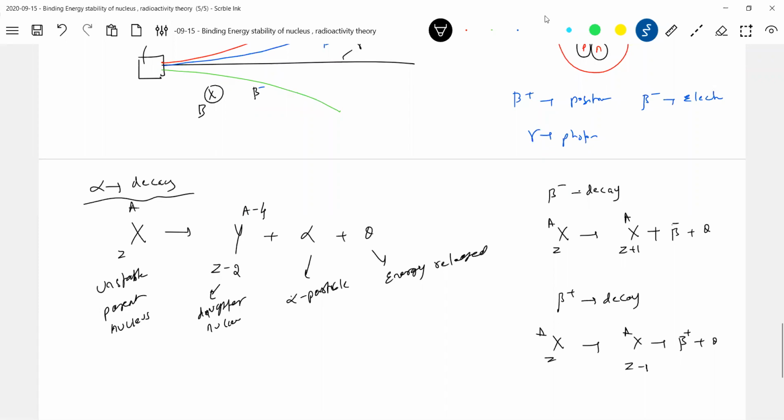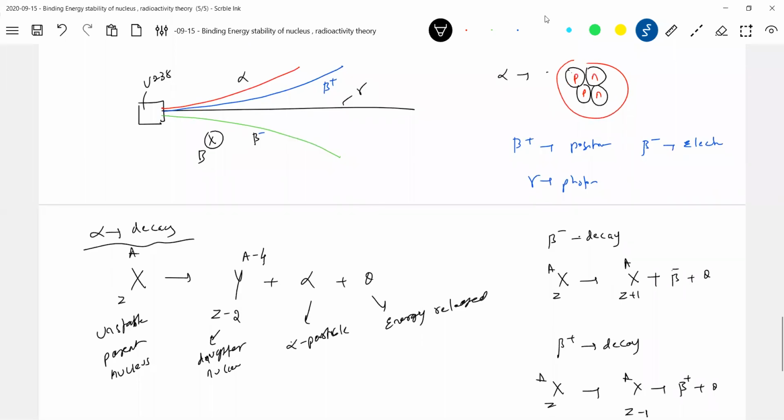Why will gamma come? Gamma is not a decay, so let me not touch it, but still we'll call it gamma decay. Gamma decay happens after alpha or beta decay, if the daughter nucleus is not in the ground state but in an excited state. To come to the ground state, it gives out a photon. That is the gamma photon. So we don't get gamma independently, only after alpha or beta decay.